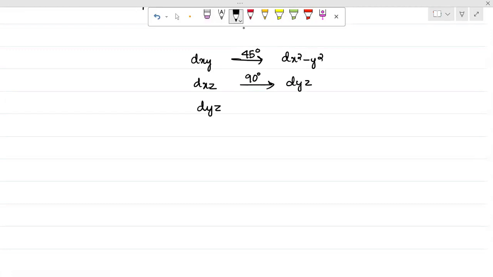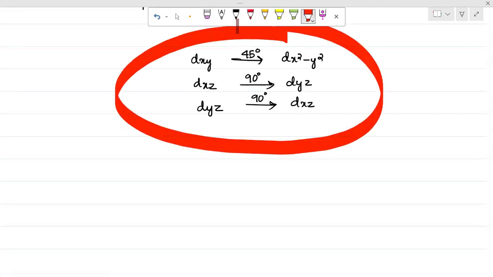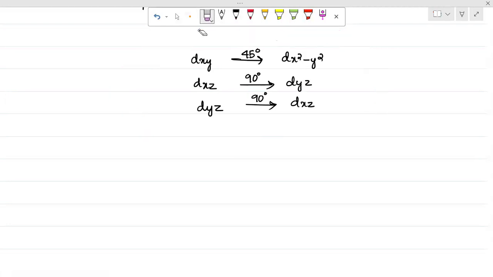Similarly, if you have dyz and you rotate it by 90 degrees, it becomes dxz. Because of these conversions, the magnetic field generated becomes stronger or more prominent because there is already a motion. Apart from that, being a geometry, we already know that the electron-electron interactions between the metal and the ligand along the axis and in between the axes are all different.